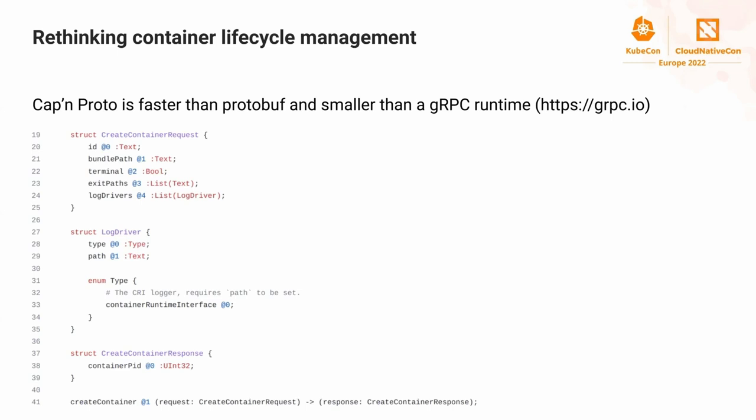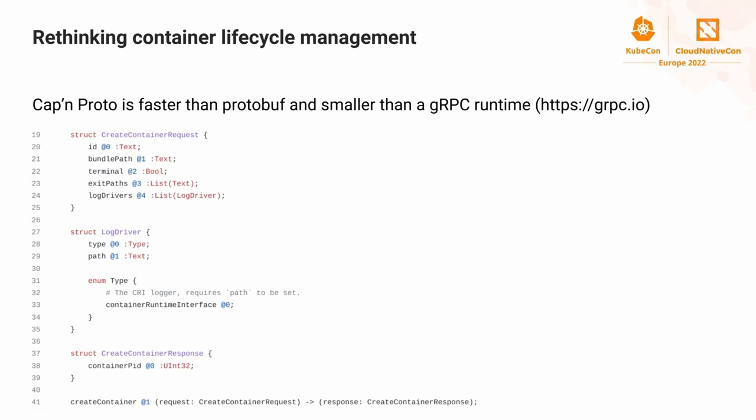So for example, if we want to create a container here, then we can do it in the same way as we do it in gRPC. So we define a create container request, which contains the request as well as the response. And the create container request itself requires all the necessary data we usually have passed over via the CLI to conmon before. So we need the container ID, the bundle path, the terminal, we have to decide if we want to choose a terminal or not. And for example, we can also specify different log drivers now. And this is new. So we can specify multiple log drivers. For example, we create a new structure log driver, which has the type and the path. And for now, we only support the container runtime interface log driver, which provides the necessary logs to Kubernetes. And the response then is the container PID.